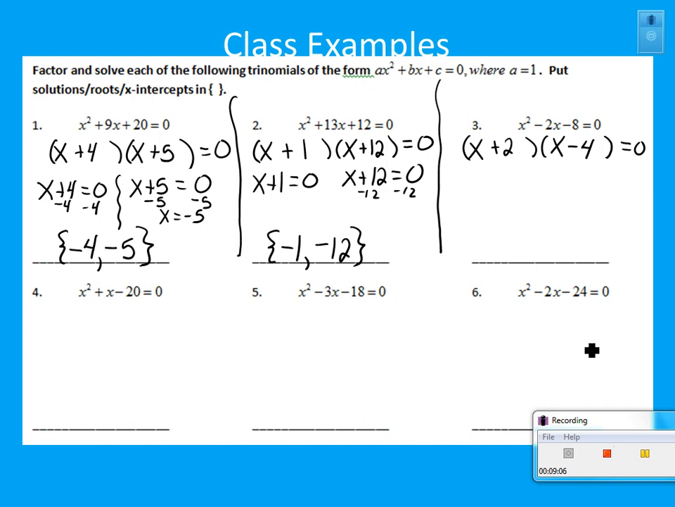Now what we do is set each of those terms equal to 0. So I'm going to set x plus 2 equal to 0, and I'm going to set x minus 4 equal to 0. And then we're going to solve each of those. On this one, I'm going to minus 2 from both sides. So one answer is negative 2. On this one, I'm going to add 4 to both sides. So the other answer is positive 4.